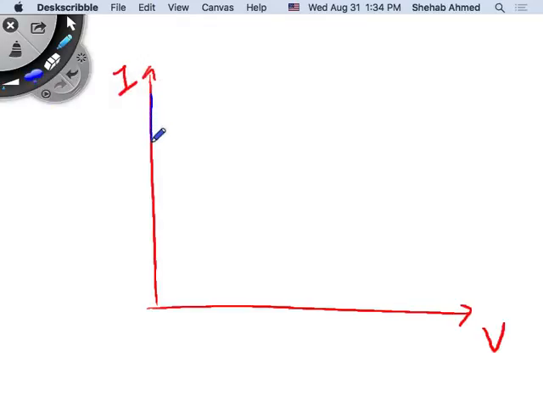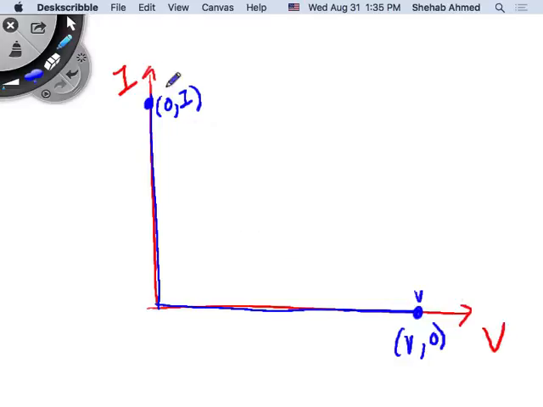If I'm operating along here, these are my two operating points. This is voltage of what? 0, and current I. And this is current of 0, right? And voltage V. So this is some voltage V here. This is my voltage axis, and this is my current axis. This is current I, this is voltage V. So I'm operating here with 0 power loss, and here with 0 power loss.